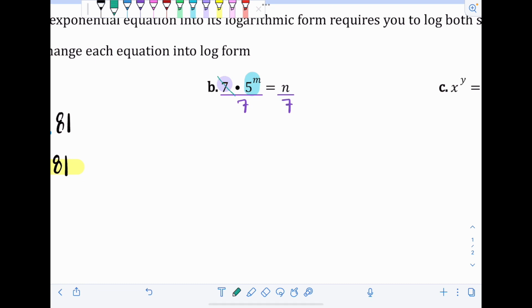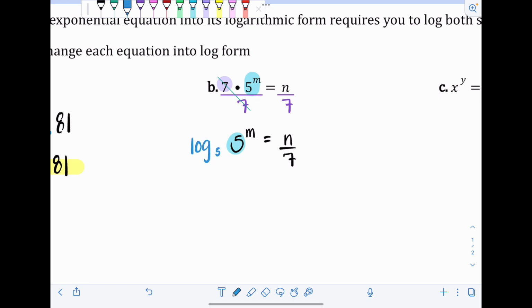So the 7 divided by 7, that would cancel out. And then I would be left with just 5 to the m power equals n over 7. And then now I have my exponential isolated, so I'm ready to switch it into log form. In order to do that, I have to figure out my base first. So since the base of the exponential is 5, that's going to match the base of my log. They should always match each other because that's the only way that they're true inverses, is if their bases are the same.